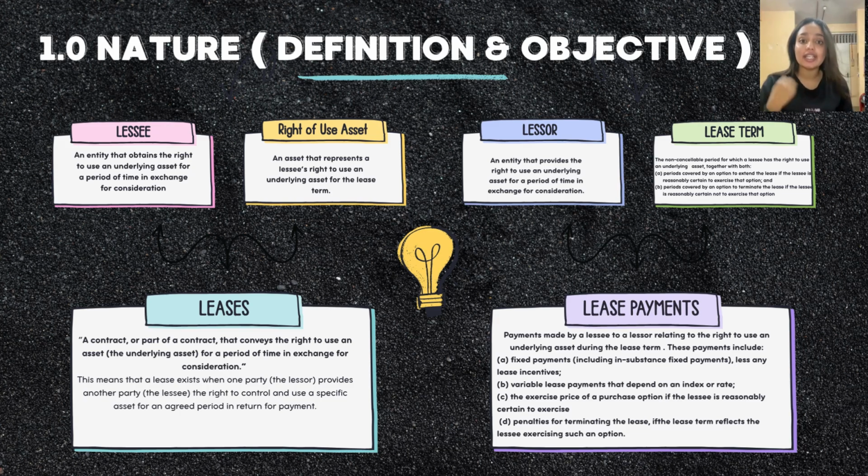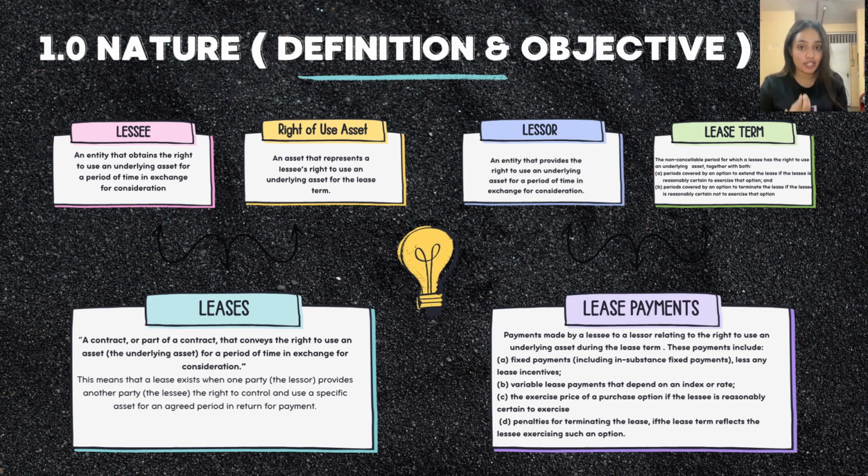Fourth, we have lease term, the non-cancelable period for which a lessee has the right to use an underlying asset. Together with A, we have periods covered by an option to extend the lease if the lessee is reasonably certain to exercise that option. B, we have periods covered by an option to terminate the lease if the lessee is reasonably certain not to exercise the option.